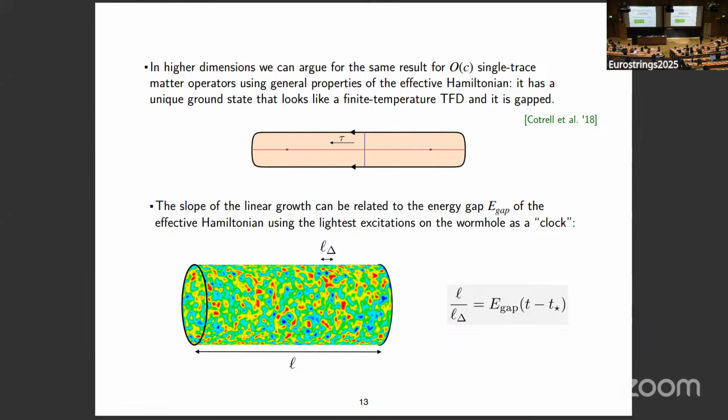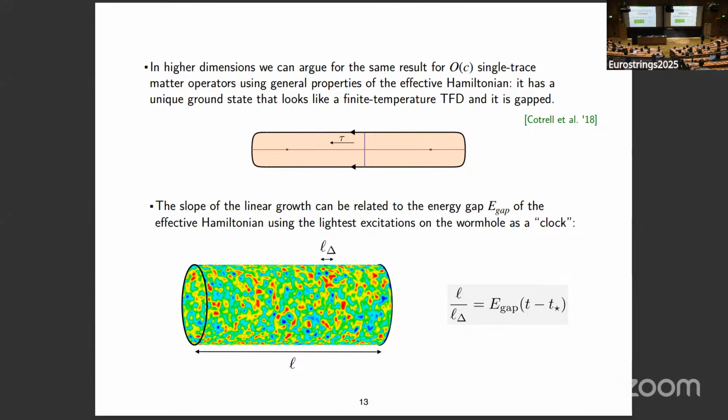If we want to just compute the slope, we can essentially use the fact that the effective Hamiltonian is gapped in SYK JT gravity. This can be computed explicitly. Essentially, the first excited states are fermion excitations on the wormhole. And one can use this information to measure length locally in units of the matter correlation scale. So this scale is essentially the scale of decay of the two-point function for the lightest matter operator on the wormhole.